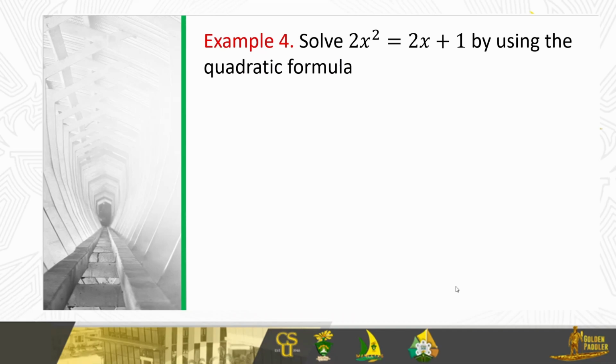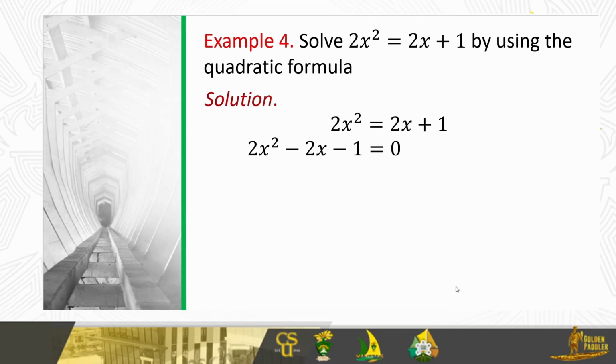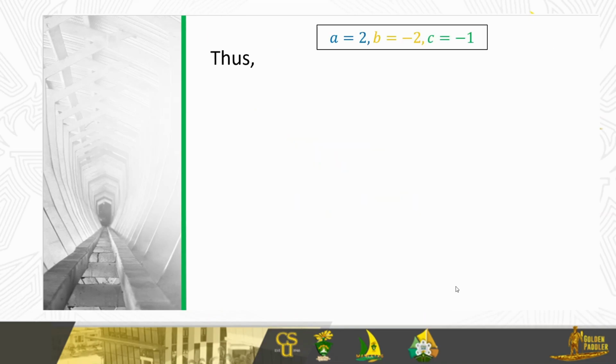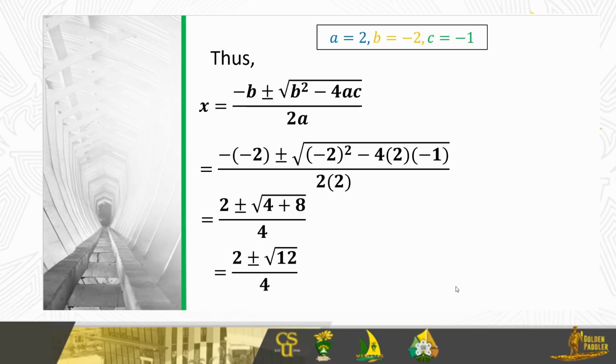Consider example 4. Solve this equation by using the quadratic formula. Again, we need to transform the given equation into its standard form. So we simplified here. Then we identify the values for a, b, and c. And notice that a is equal to 2, b is equal to negative 2, and c, the constant term, is negative 1. Then, plugging in these values a, b, and c to the quadratic formula, we have the following.